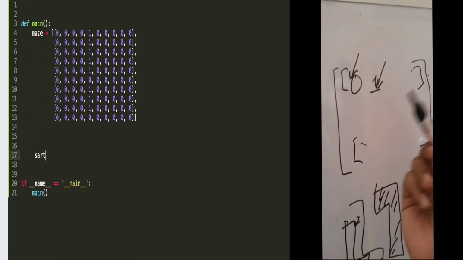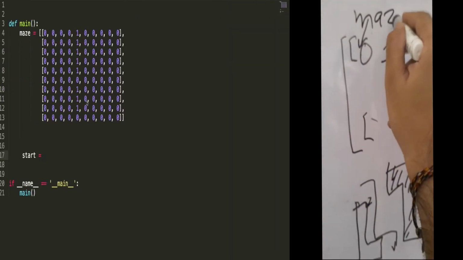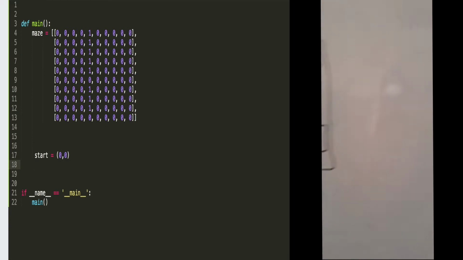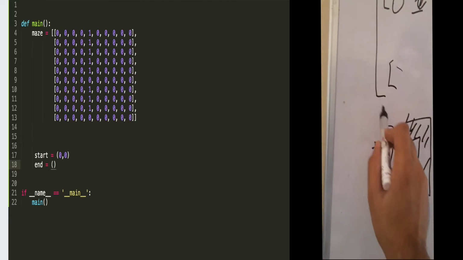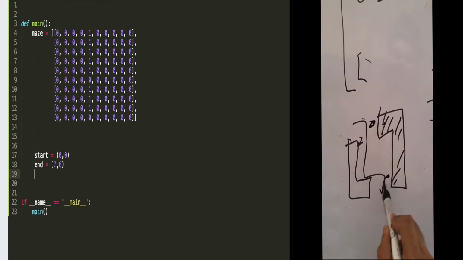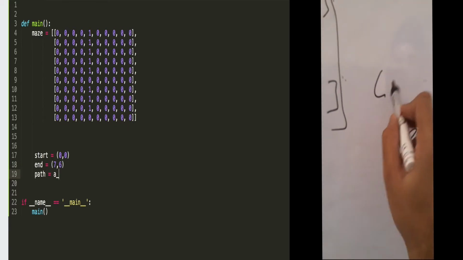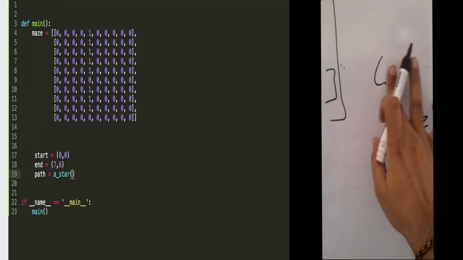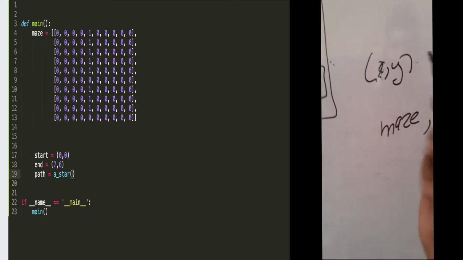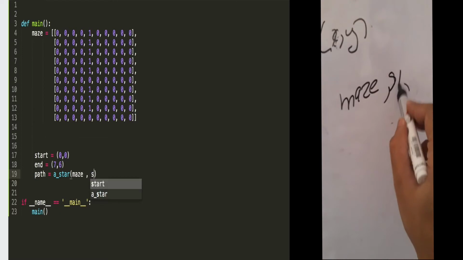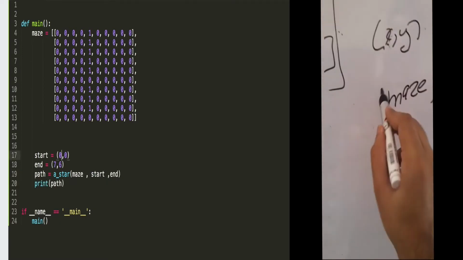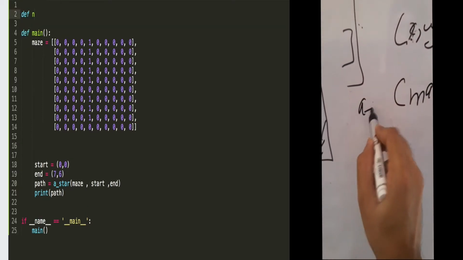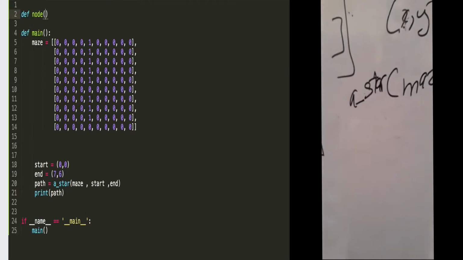We have this matrix and we call this a maze. Let's suppose this is a maze, and what I want to do here is pass the maze and the starting position. So let's say this was the starting position and this was the ending position. The position will be in the form of tuples, so x and y. I'm going to pass the start position as well as the end position to our function a star. So that's what we're going to do here.